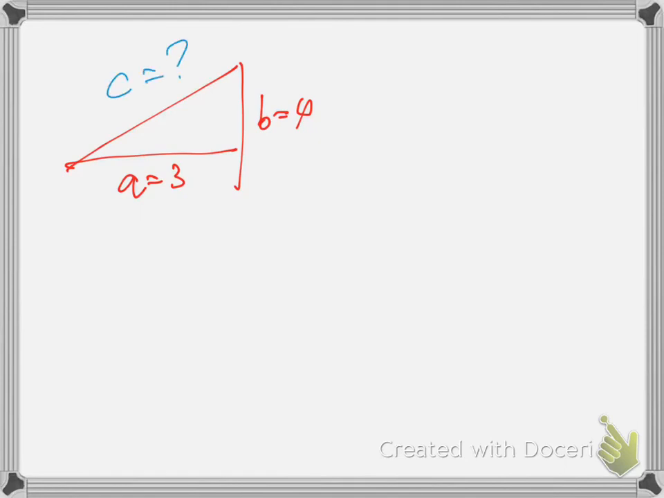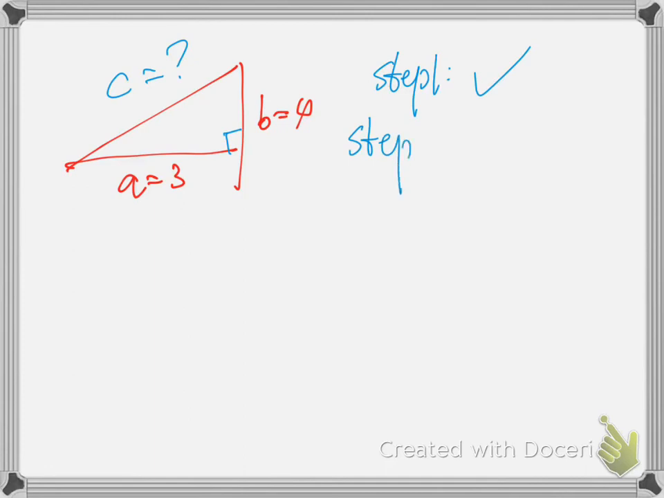Okay, so now let's look at the last question. I'm going to just draw the picture. Let's say A is 3, B is 4, and we want to find C. So if this is the picture, you already drew the picture, it's given. So step 1 is trivial.